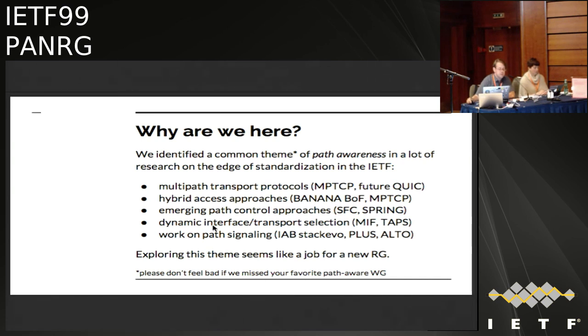So it seemed to us that exploring this theme does seem like a job for a new research group. We're actually aware of other of these. Please don't feel bad if we miss your favorite path-aware working group. We can come up and talk about the scope of that, like, hey, are you aware of this? Are you aware of this? Because I think some of the information about what's going on in other working groups could inform the scope of a research group. But the point here is just basically to show there's a bunch of stuff going on in this space.